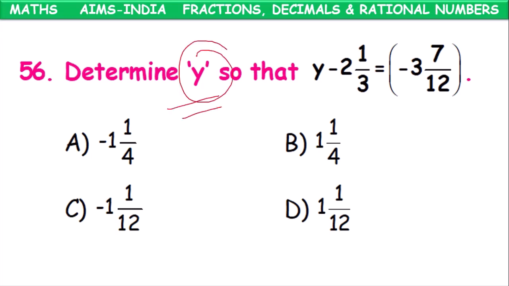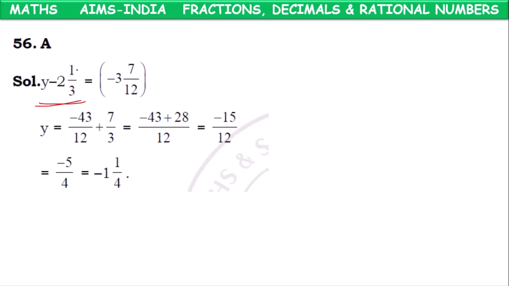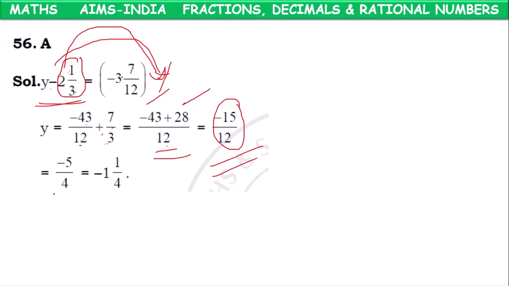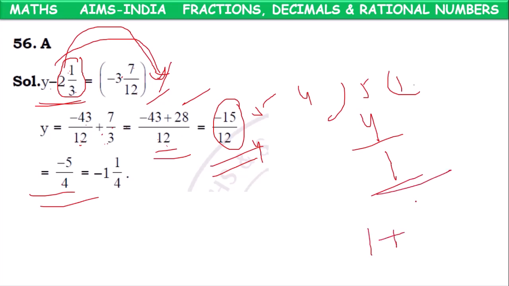Next one, same model question. Determine y so that this value will come. You have to change this to a mixed fraction, or you can take it to the right hand side. 3 2 times 6 plus 1, 7 by 3. After simplification we have to keep the minus symbol. It comes to the right hand side, it will become plus 7 by 3. 12 3 times 36 plus 7, 43 by 12. 12 and 3, LCM 12. 12 1 is 12, 1 into 43, 43. 3 4 times 12, 4 into 7, 28. Minus 15 by 12. So 3 5 times, 3 4 times, minus 5 by 4. 5 by 4, if we divide, 4 1 is 4, 1 remainder, 1 complete part, after that 1 remainder by 4 divisor, which can be written as 1 and 1 by 4. The minus symbol is there, minus to be kept.